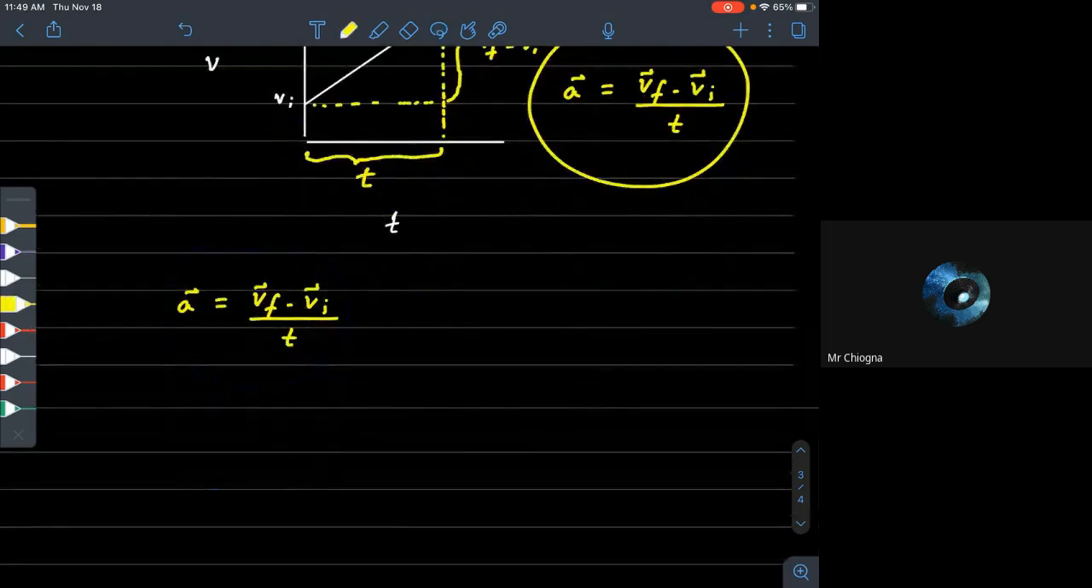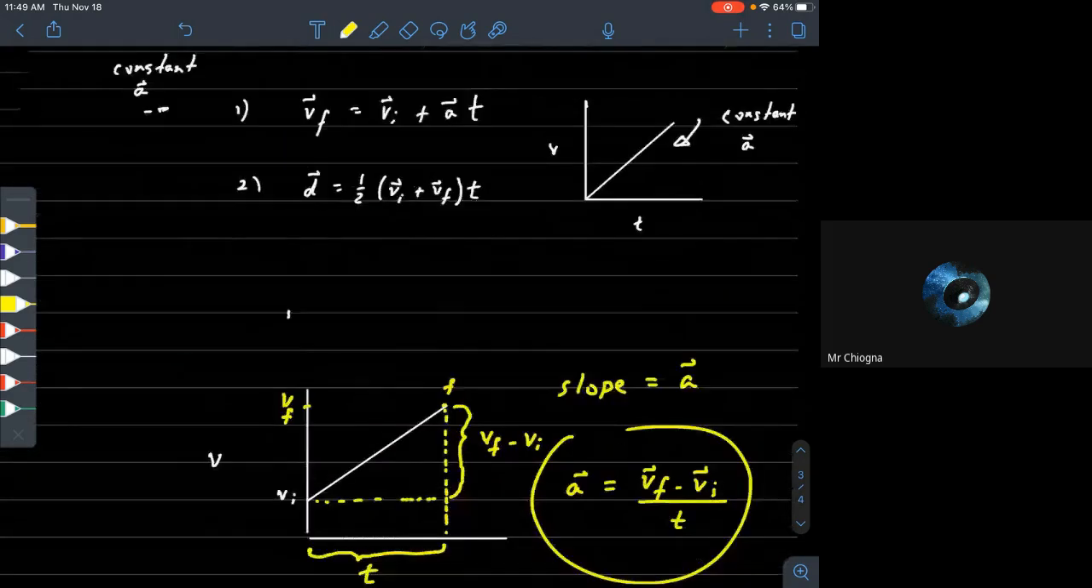I want you to do it. Don't tell me. Rearrange it for T. Tell me what T is equal to. Solve it for T.